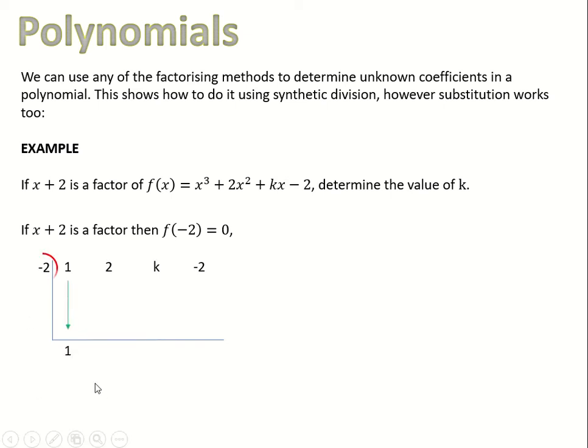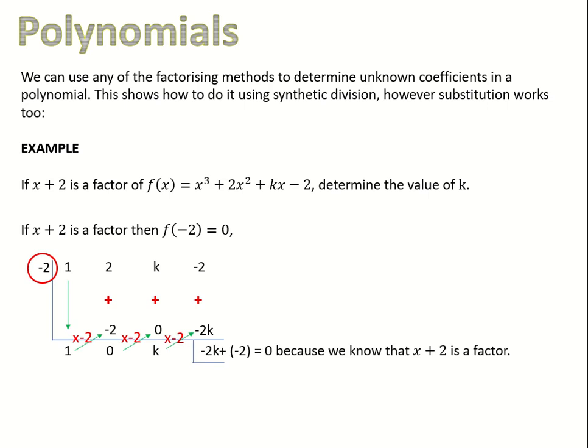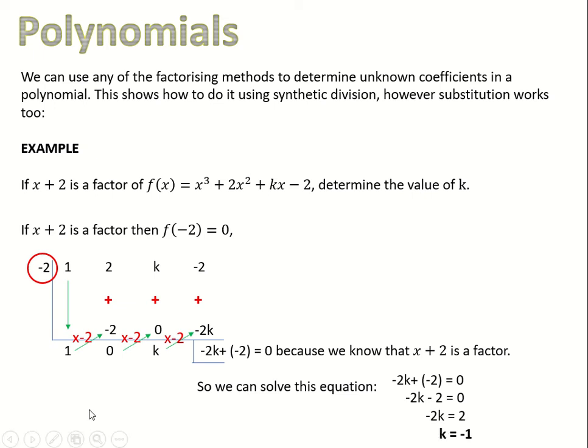So we've got 1 times by minus 2 is minus 2, add on a 2 is 0, times by minus 2 is 0, but then we add on a k, in which case we have 0 plus k, which is just k. We times that by minus 2, in which case we have minus 2k, and then we add on minus 2. But the point is we know that should equal 0, because we know that x plus 2 is a factor, in which case that needs to equal 0. So what this gives us is an equation. And if we've got an equation, we can solve it. Minus 2k plus minus 2 equals 0. So minus 2k minus 2 equals 0. Minus 2k equals 2. And k equals minus 1.